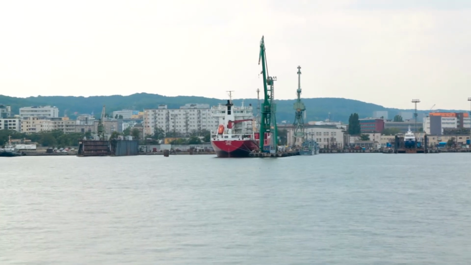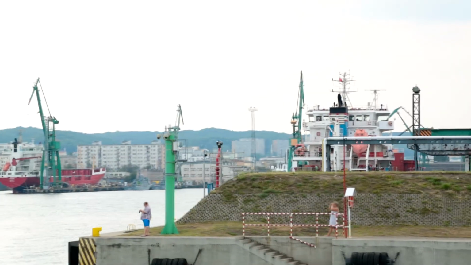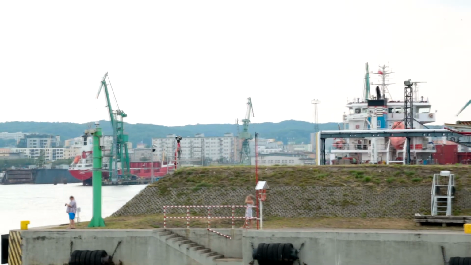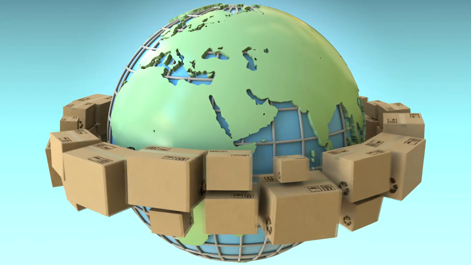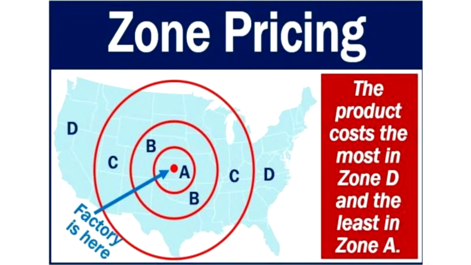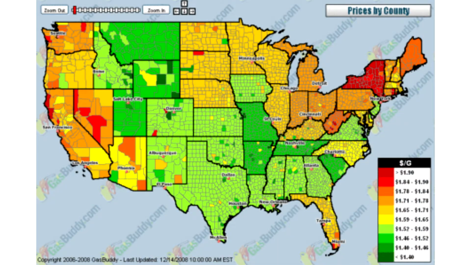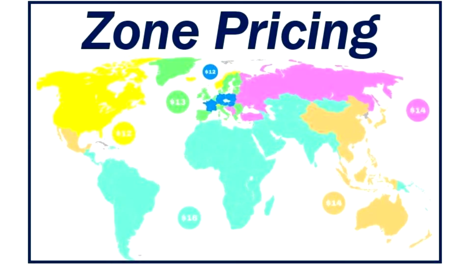Uniform delivered pricing is a geographical pricing strategy in which the company charges the same price plus freight to all customers, regardless of their location. Zone pricing is a geographical pricing strategy in which the company sets up 2 or more zones. All customers within a zone pay the same total price. The more distant the zone, the higher the price.